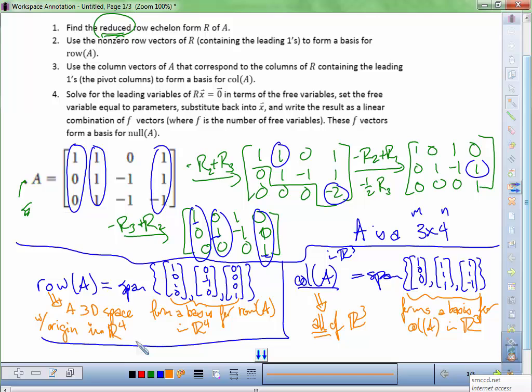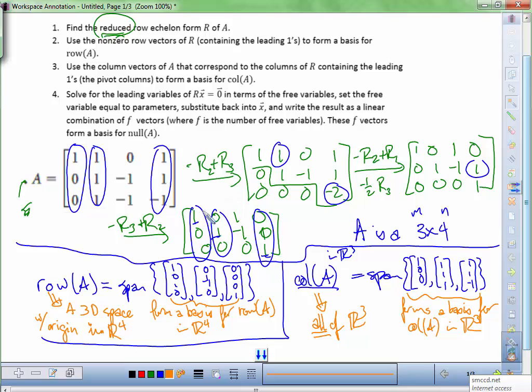All right, any questions so far? Yes? I'm a little confused. Where did the numbers for the span of row A come from again? Oh, we went back to the original matrix A.